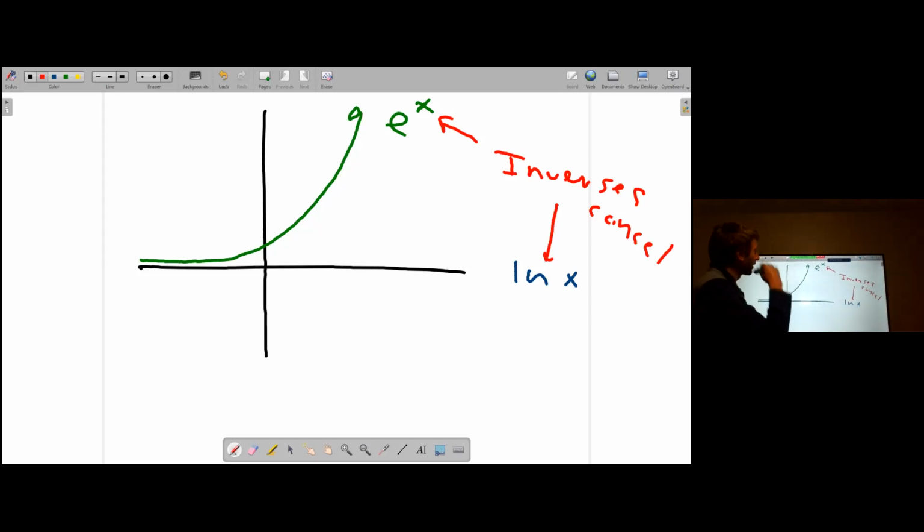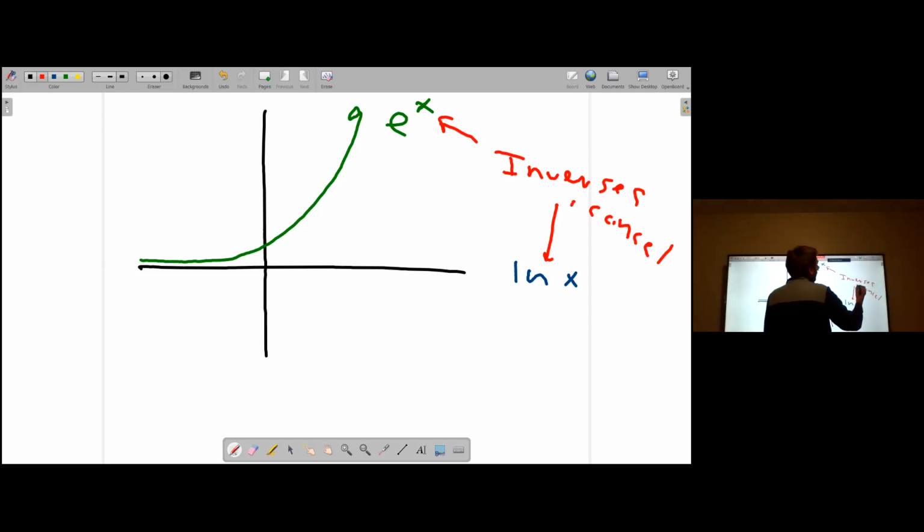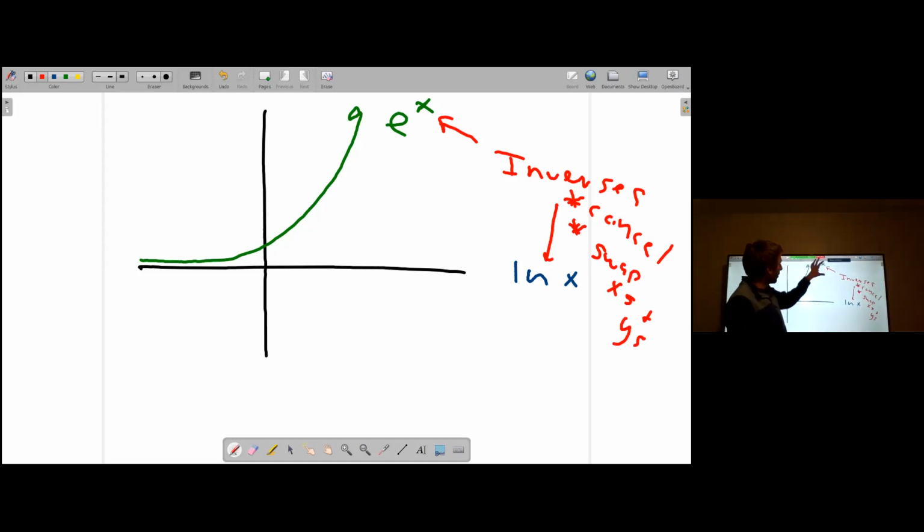But another way, just graphically, is so they cancel, but they swap x's and y's. So the reason they cancel is because this function turns an input into an output. Natural log is going to just reverse that process, turn that output back into an input. So you kind of undo, again, they cancel. You're going input, output, output, input. You're back to where you started.